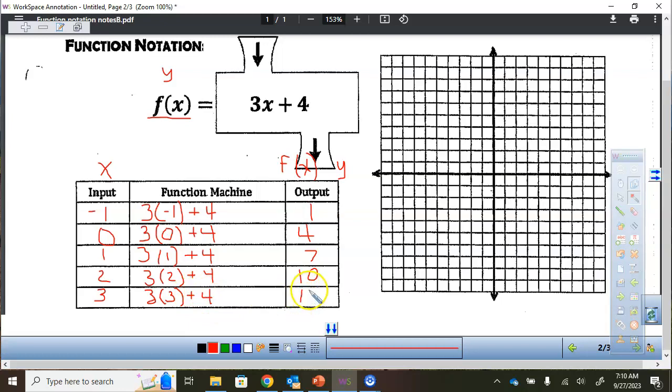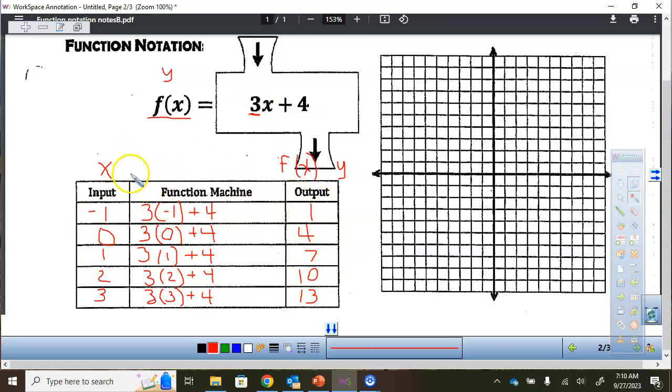And notice there is a pattern here. Notice that every time x increases by 1, my output increases by 3. That's not a coincidence. Look what I'm multiplying x by, 3. So every time the input increased by 1, the output increased by 3.